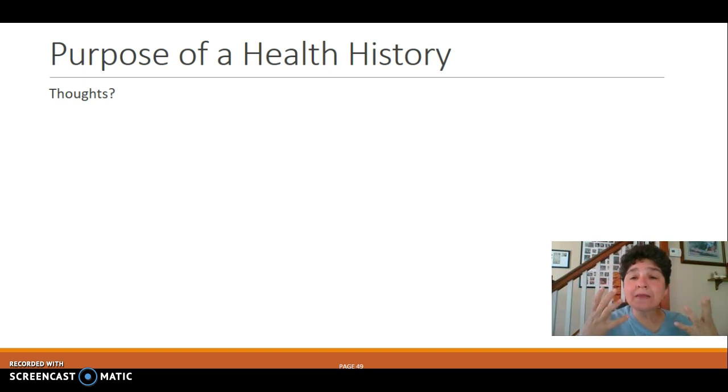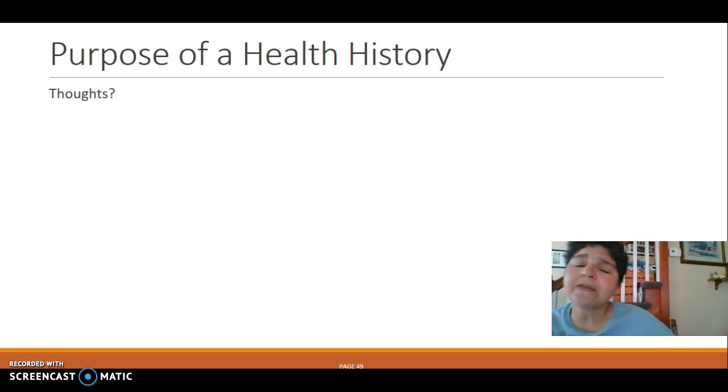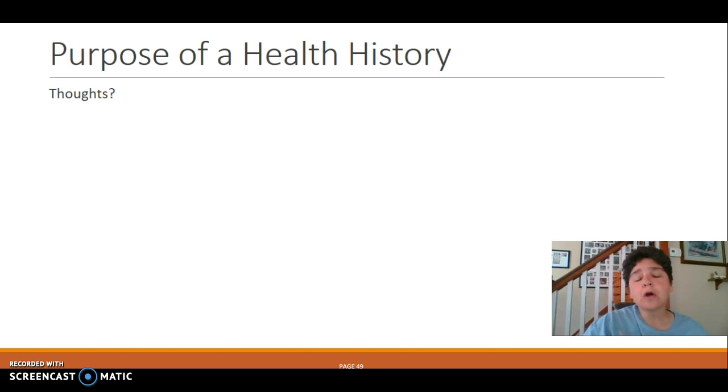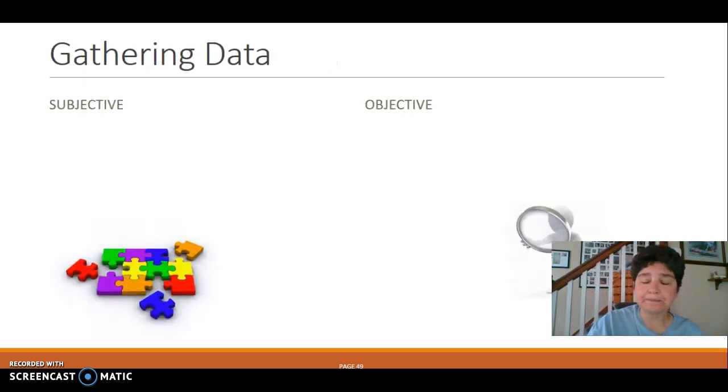We may see them going like this or like this. They're describing it to us, and we can see signs and symptoms that relate to that. So the purpose of the health history is to go over all of the things that they are telling us, plus adding in the things that we are actually seeing, measuring, something concrete to go along with that subjective information.